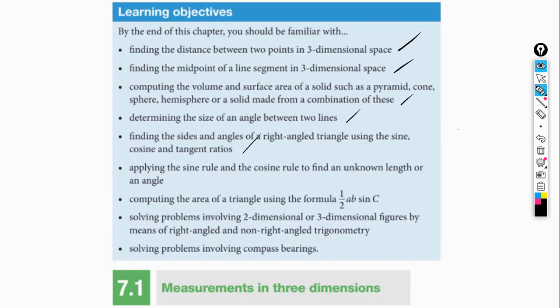applying the sine rule and the cosine rule to find an unknown length or an angle, computing the area of a triangle using the formula 1/2 AB sine of C. Solving problems involving two-dimensional or three-dimensional figures by means of right-angled and non-right-angled trigonometry. And finally, solving problems involving compass bearings. We begin with section 7.1, measurements in three dimensions.